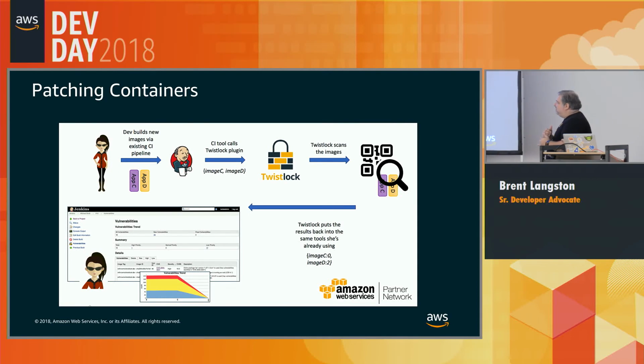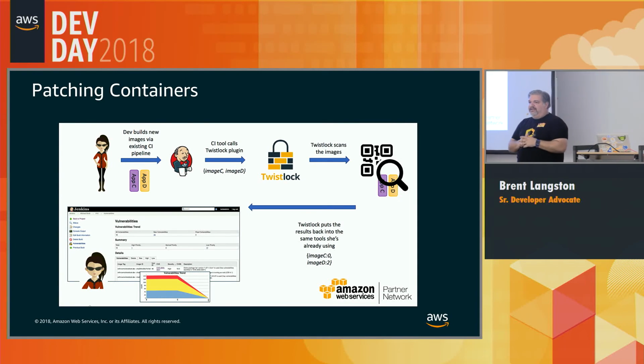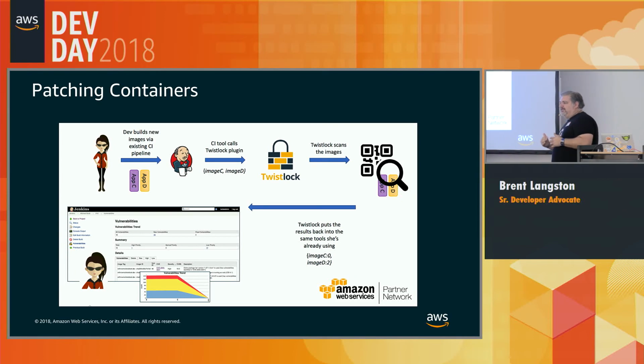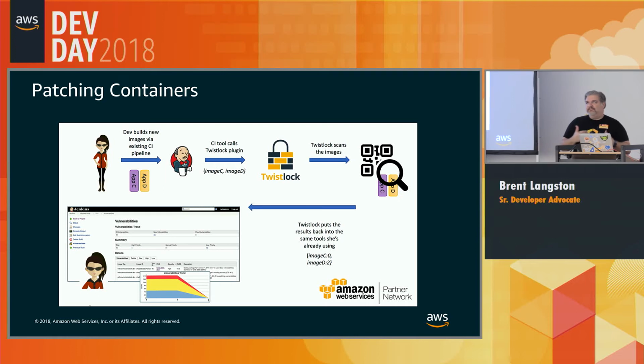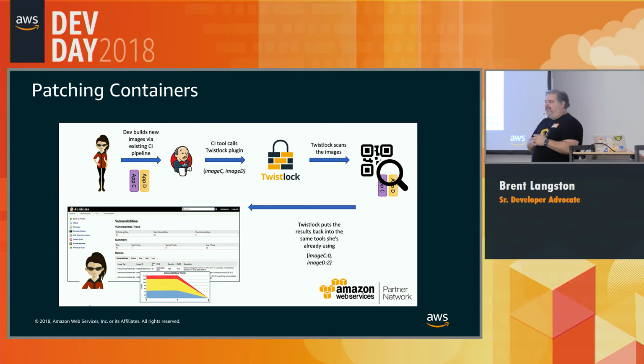Patching containers. As you're building your container, how do you know you're running the latest code? How do you know you have libraries that aren't vulnerable to certain exploits? There are services that'll do this for you. Twistlock is just one. Aquasec has one. Cloud Passage has one. I can't think of the other one I've been using. But build it into your CI/CD workflow.